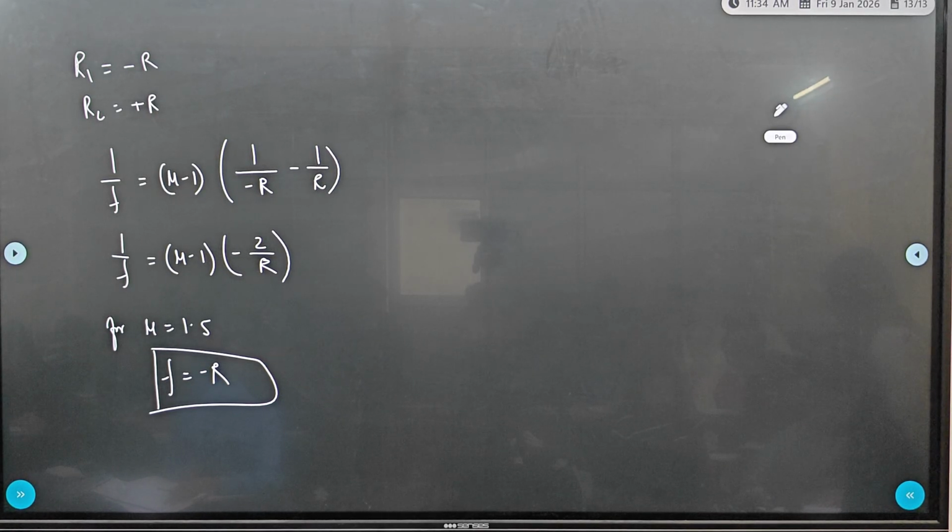This side will be infinite. Since it is curved like this, you need to measure in this direction. The radius will be in this direction, right? And it will be along the direction of light, so it should be plus. R1 is infinite for plano concave, and R2 will be plus R.